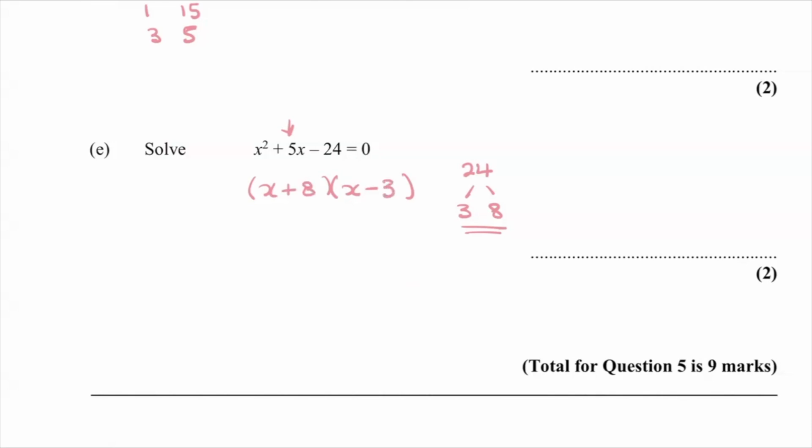Now, I need each of these brackets in turn to equal 0. So x can only take one number that would create a 0 here, and that is negative 8. If I was at minus 8 and I added 8, I would be at 0. And with this one, x would have to equal 3. If I was at 3 and then I took away 3, I would be at 0. And you can see it is actually the same digit with the opposite sign, positive 3 here. And that's what they're looking for in that answer.